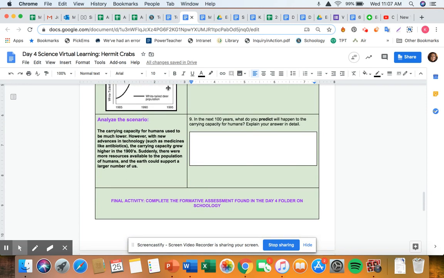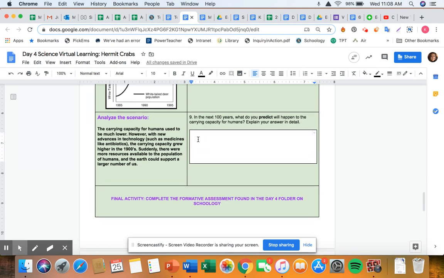And then we're going to apply that problem to humans. So what do you think will happen to the carrying capacity for humans in the next 100 years? And you'll explain your answer in detail.